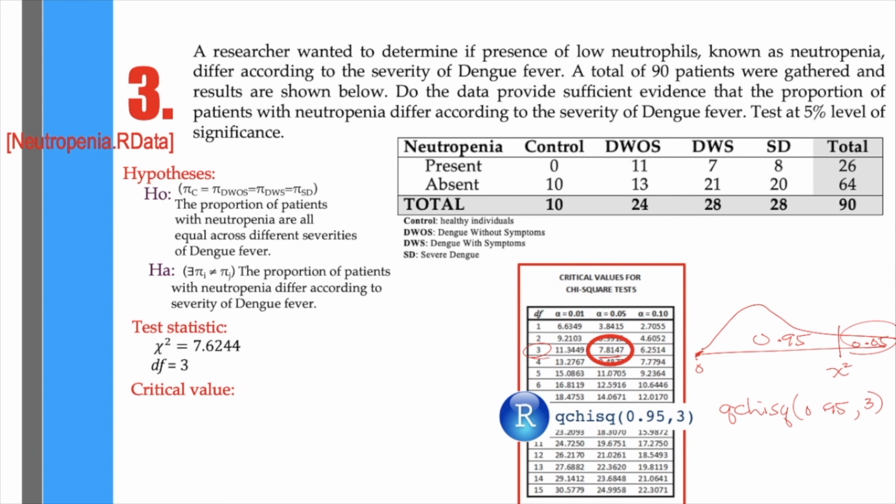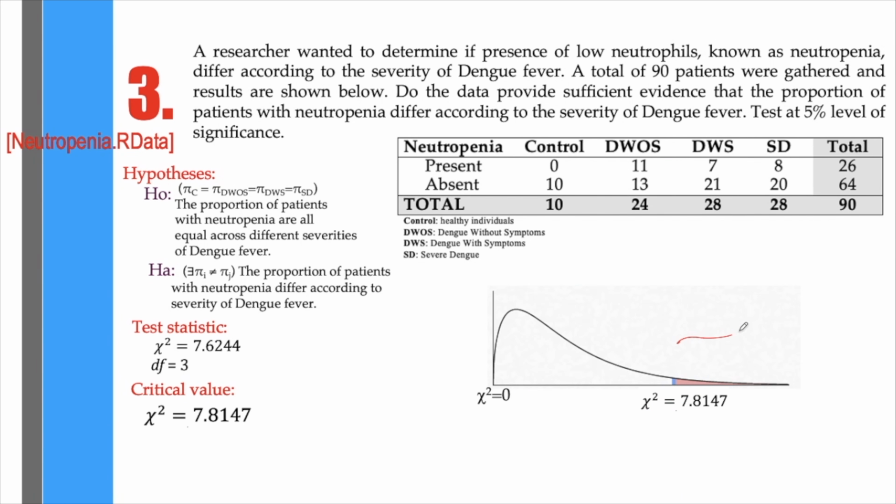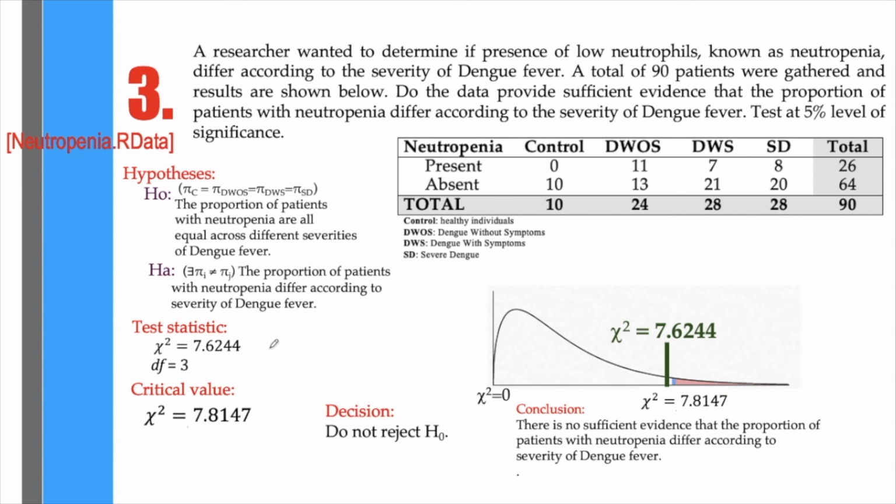And still, we're going to have 7.8147, which sets this area as the area of rejection, indicating that the area from this value up to this value is 0.05, which is our level of significance. Now, the question is, is 7.6244 in the area of rejection? Almost, but it's not. Thus, we're not going to reject the null hypothesis and conclude that there is no sufficient evidence that the proportion of patients with neutropenia differs according to severity of dengue fever.